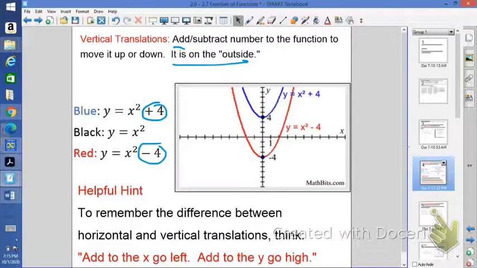In blue here, y equals x squared plus 4. Again, the plus 4 is on the outside, at the end. What does that do to the parent function? The parent function would be right here, and as you can see, it moves it up 4. And when we subtract 4, we move the parent function down 4 units. And here's a really helpful hint to remember the difference between horizontal and vertical translations: add to the x, go left; add to the y, go high.